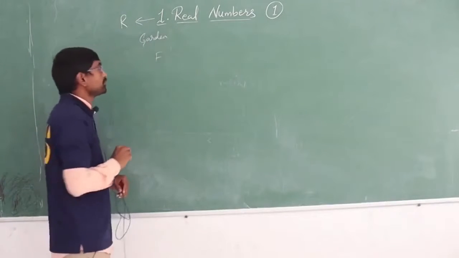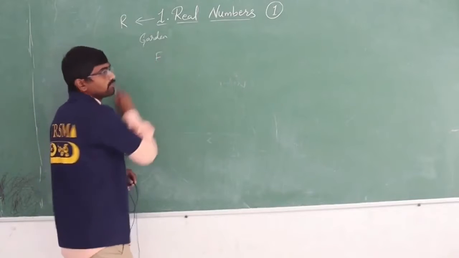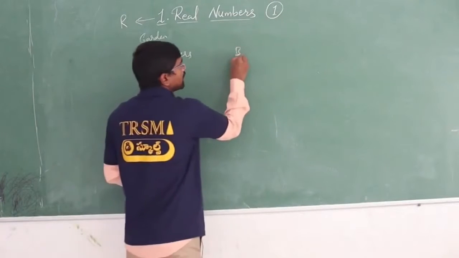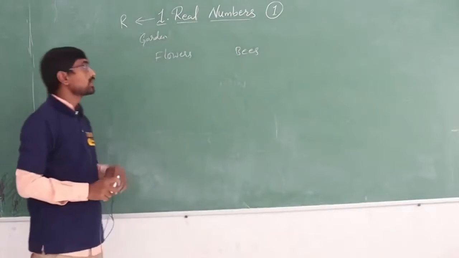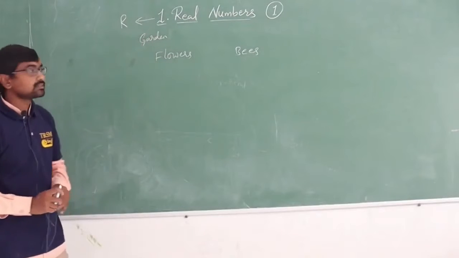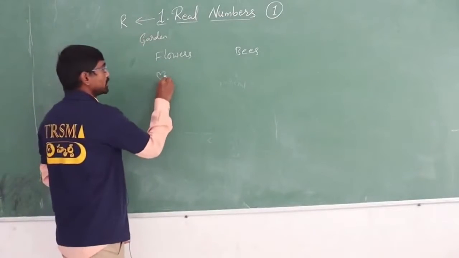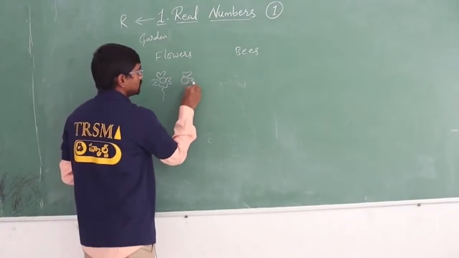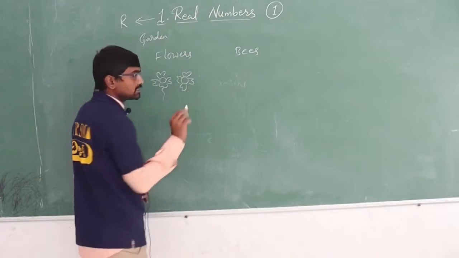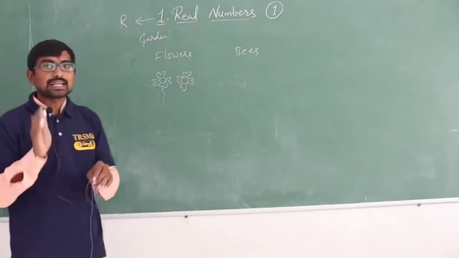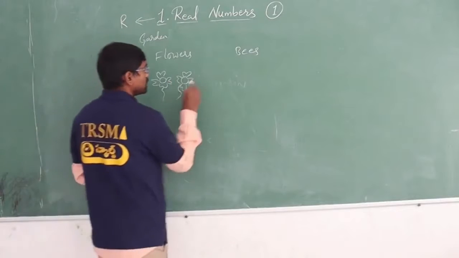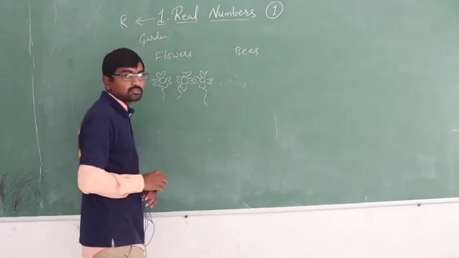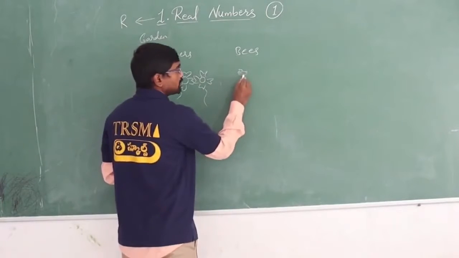Okay, here I have a garden. In a garden, I have some flowers and I have some bees. If I say I have some flowers, I am not telling the exact value of those flowers. Here I have some flowers, and here I have some bees.